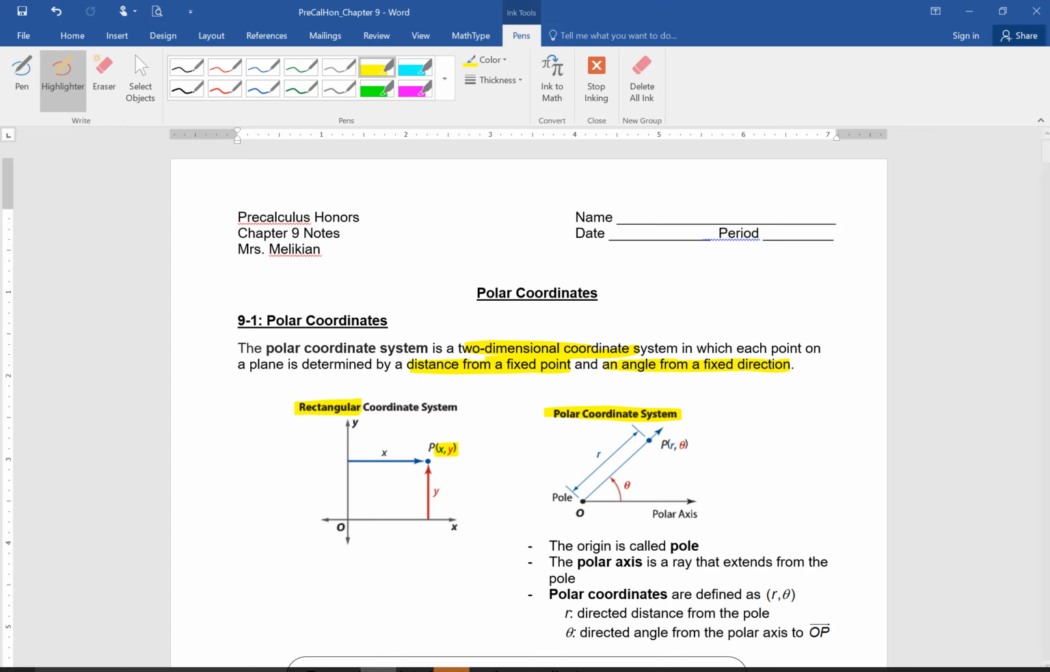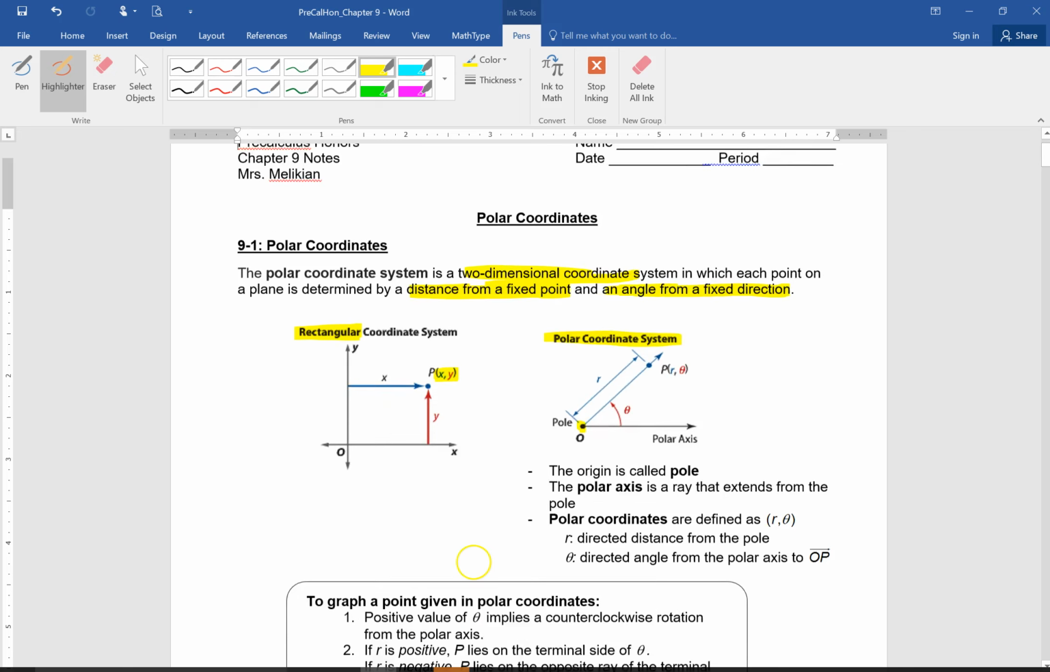That means if you're at this point here, to go to your coordinate, you go across a little bit, and then you go up or down a specific angle, and that's how you get to your coordinate. Okay? So, in the polar coordinate system, let's talk about this for a minute.